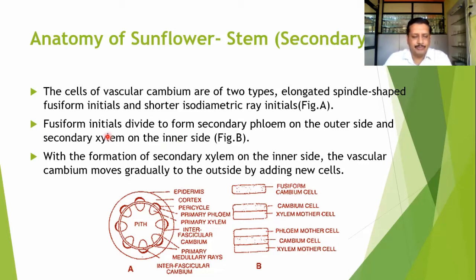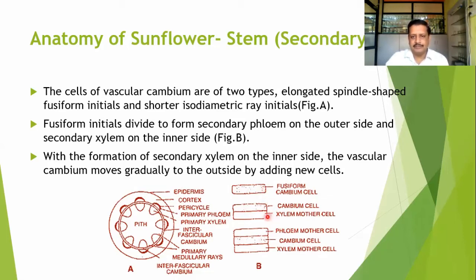Always there is the development of the xylem, whereas on the outer side of the cambium, towards the periphery of the tissue stem, we find there is the development of secondary phloem. With the formation of secondary xylem towards the inner side, the vascular cambium moves gradually outside, adding new cells. The fusiform initials, which give the fusiform cambium cells, give the phloem cells, which are developing outside the cambial ring.